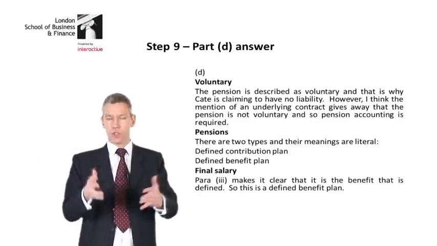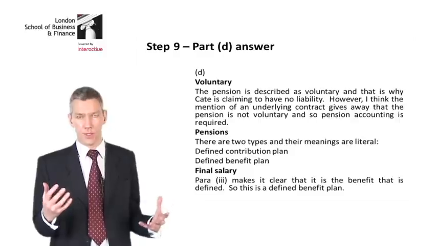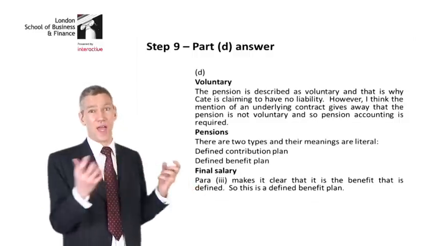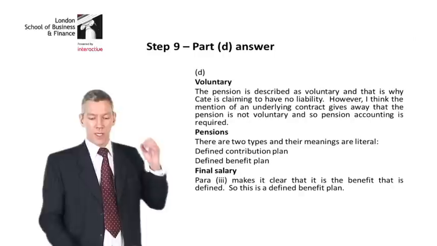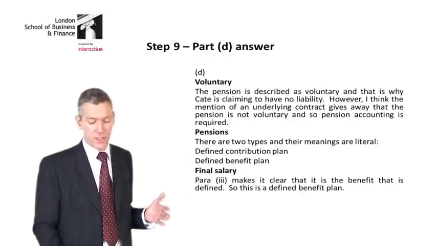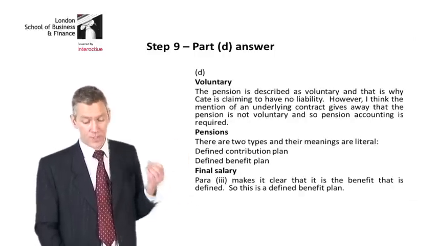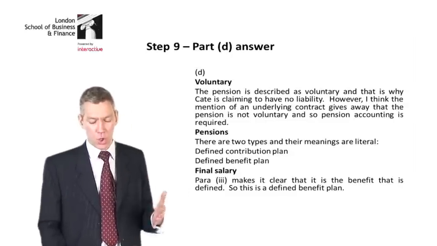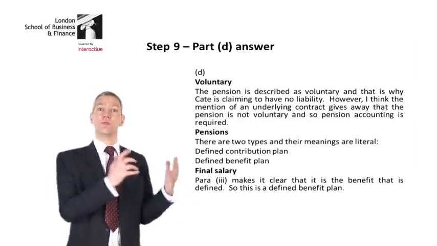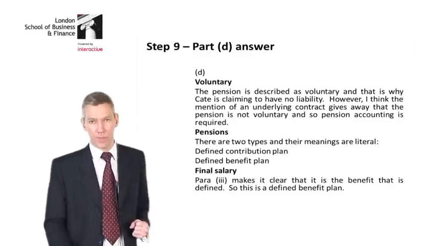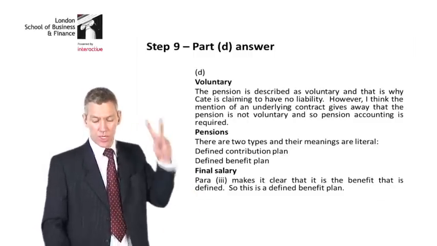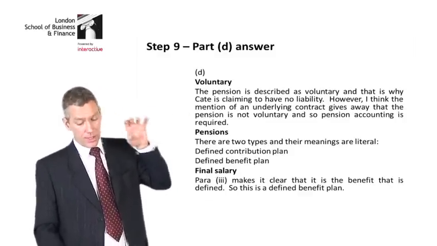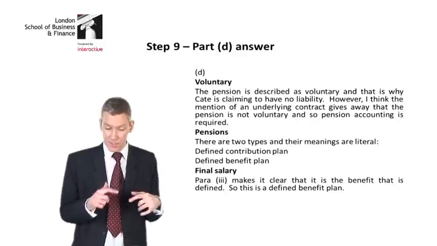What I'm going to do is jump straight in with a bit of scenario analysis, to be honest with you. The question talks about voluntary. Is the scheme voluntary? So let's get that out the way first of all. The pension is described as voluntary, and that is why Kate is claiming to have no liability. However, I think the mention of an underlying contract gives away that the pension is not voluntary, and so pensions accounting is required. But which form of pensions accounting? There are two types of pension, and their meanings are literal. There's a defined contribution plan and a defined benefit plan. But which one is it?